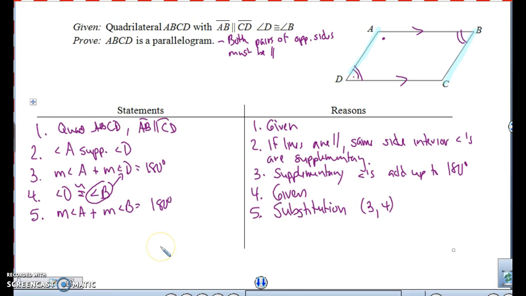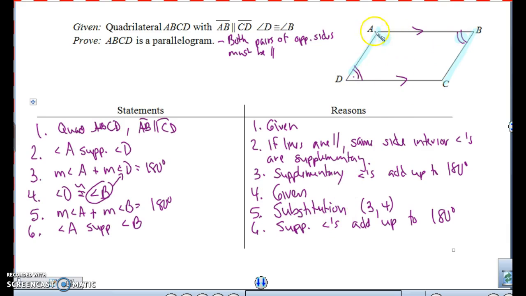Now, we just said that A and B are now supplementary because they add up to 180 degrees. So angle A is supplementary to angle B. These two angles right here are now supplementary, okay, because supplementary angles add up to 180 degrees. So we just proved that angle A and angle B are now supplementary.